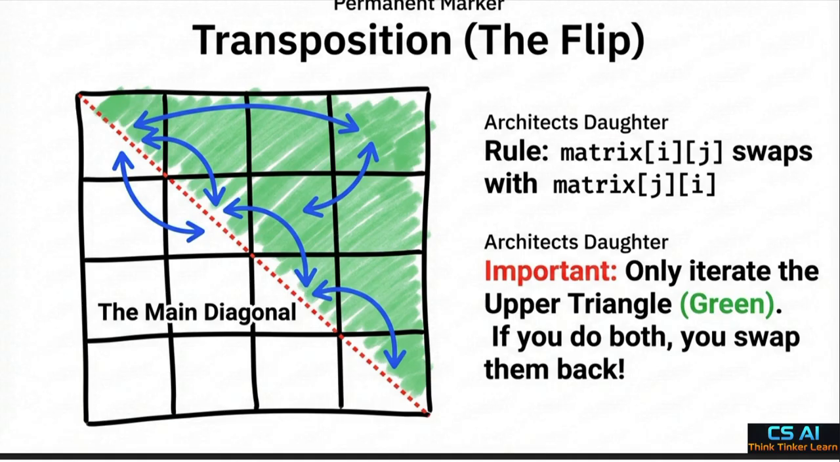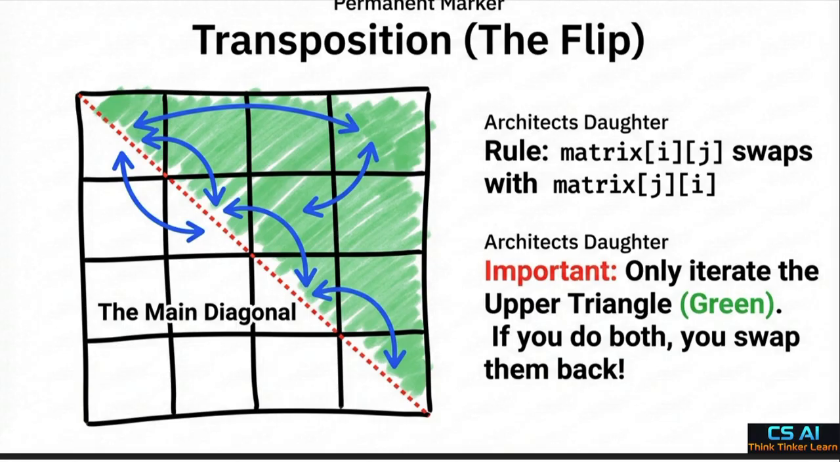But here is the most common pitfall: the double swap. If you iterate through your entire matrix and perform the swap at every cell, you will swap 0,1 with 1,0, and then later, when you get to 1,0, you'll swap it right back.